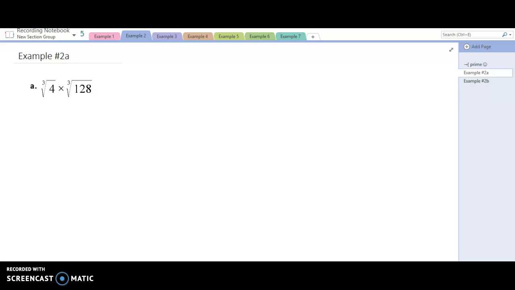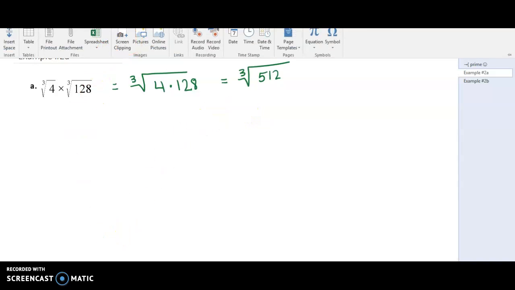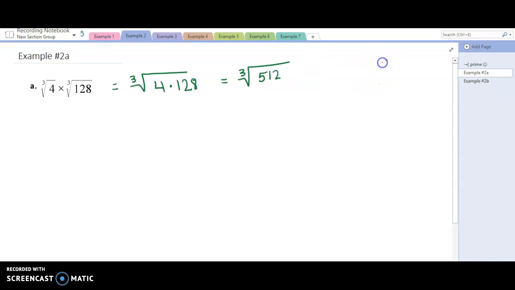Let's look at A. We have the cubed root of 4 times the cubed root of 128. The first thing I'm going to do is, since these both are to the third power, make this the third root of 4 times 128. 4 times 128 is the cubed root of 512. Now it's just a matter of simplifying 512. I'm going to break it down over here.